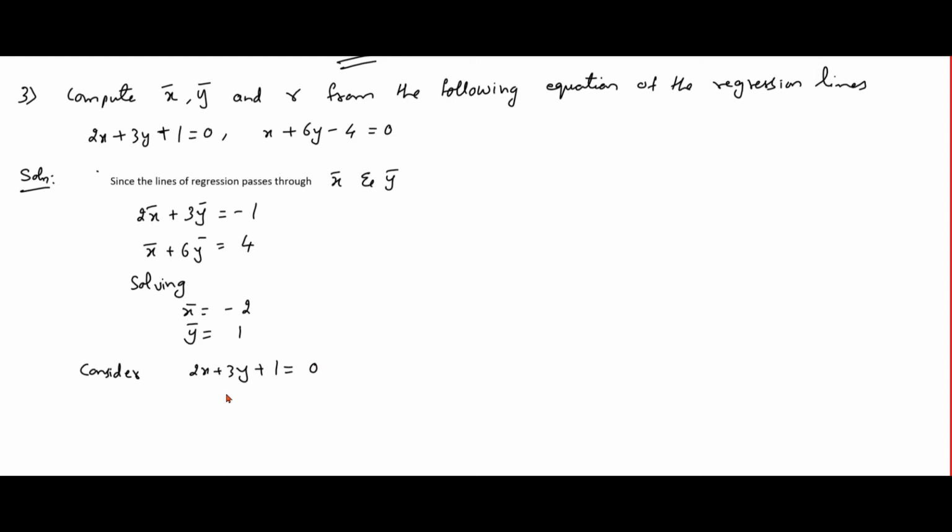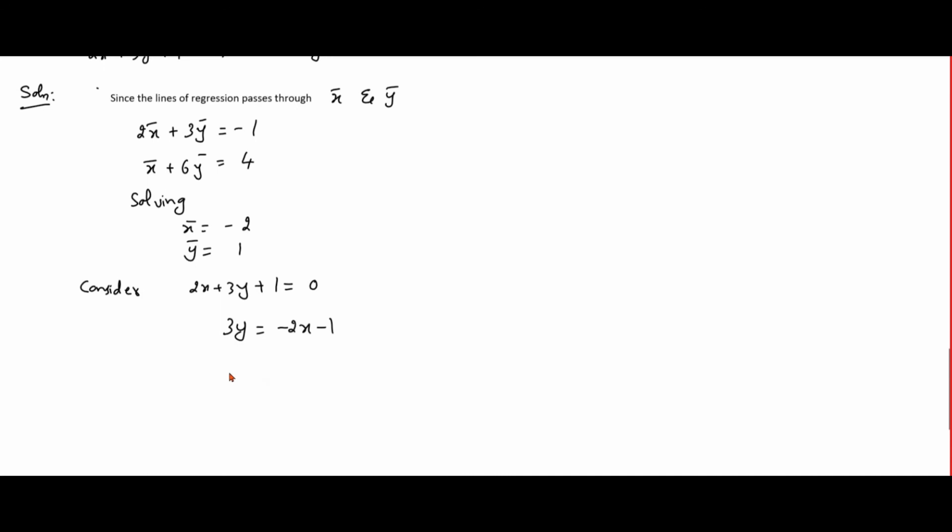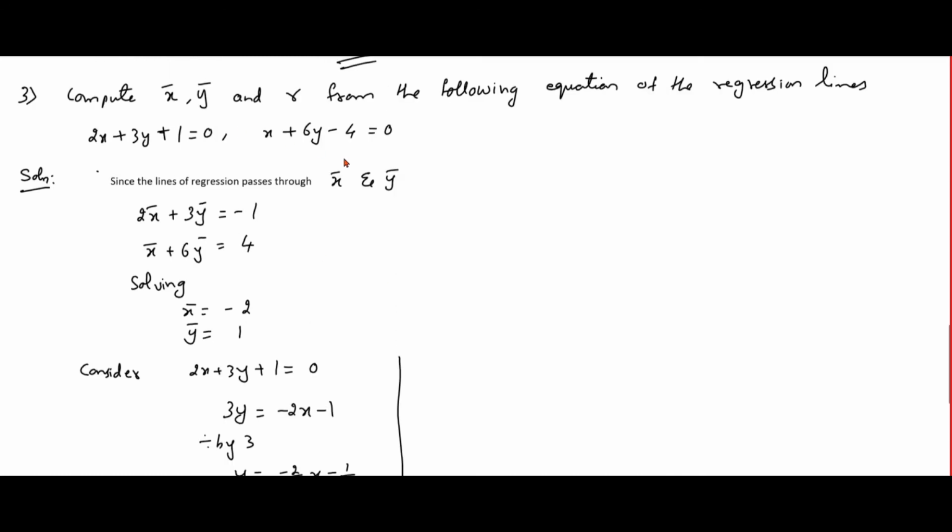From here, to get the value of y, since I have to express it in the form y = mx + c, 3y will be equal to minus 2x, sending 2x to the other side, and minus 1, sending plus 1 to the other side. Dividing by 3, we get y = minus 2 by 3 times x minus 1 by 3. So the first equation is y = -2/3 x - 1/3. The second equation that you have is x + 6y - 4.